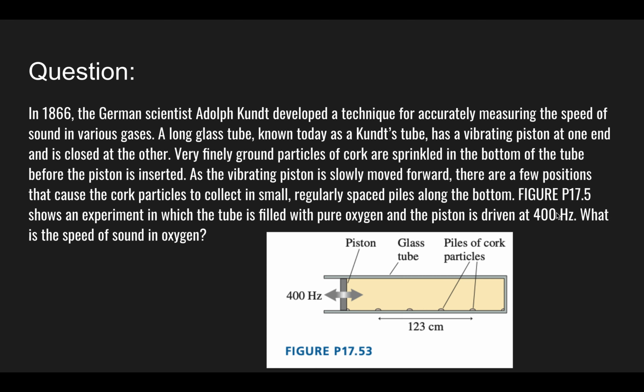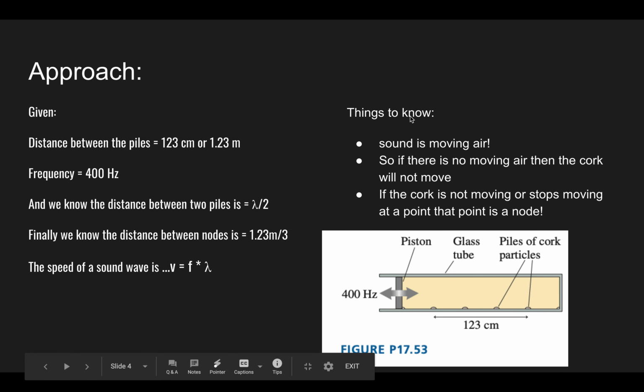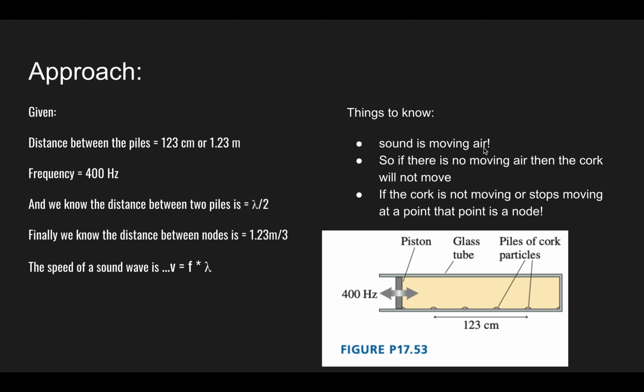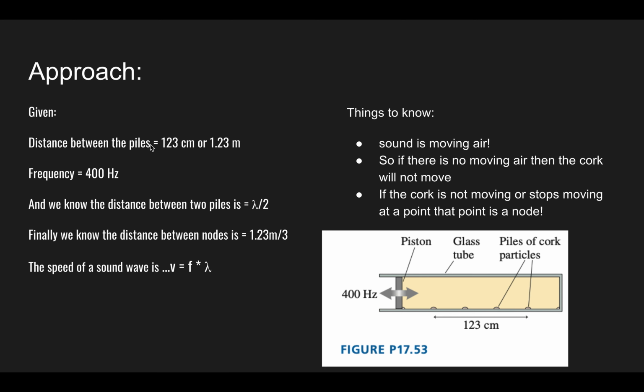So the question asks, what is the speed of sound in oxygen? When I first read this, I was like, how the heck am I going to find the speed of sound in oxygen? Well, here's how we do it. We need to know some things first. We know that sound is moving air, right? So if there's no moving air, then the cork won't move. That makes sense. So if the cork stops moving, at that point we can consider it a node. A node is basically when there's no movement, or it's a flat line. If we imagine a wave going up and down, right here would be flat, where they would meet.